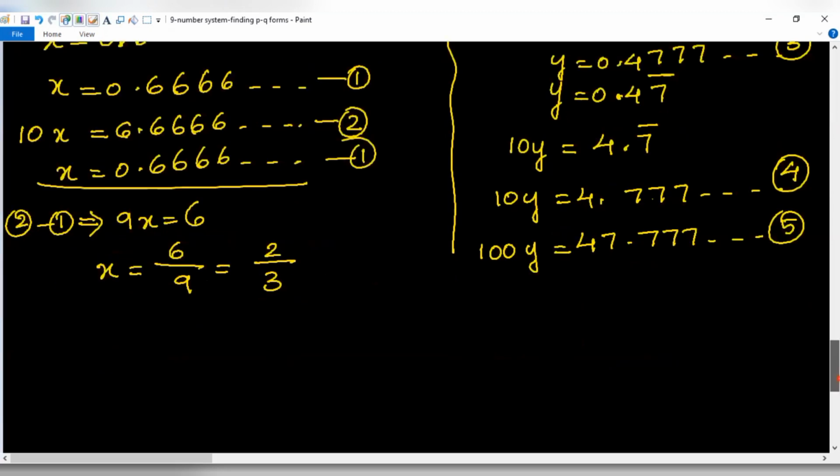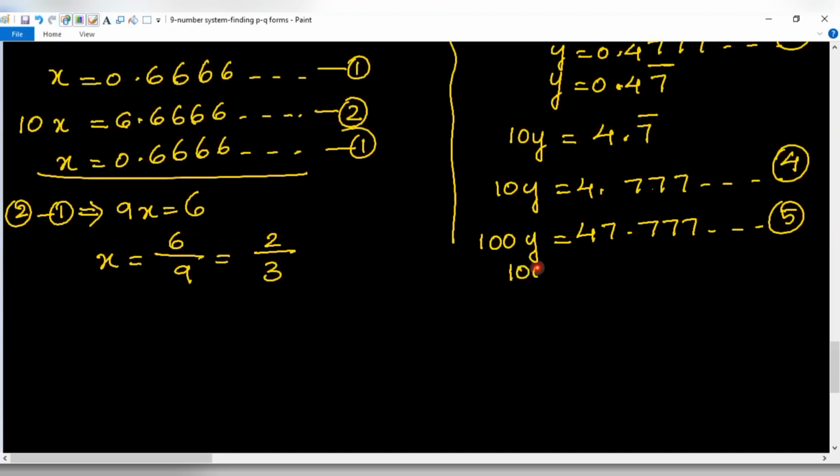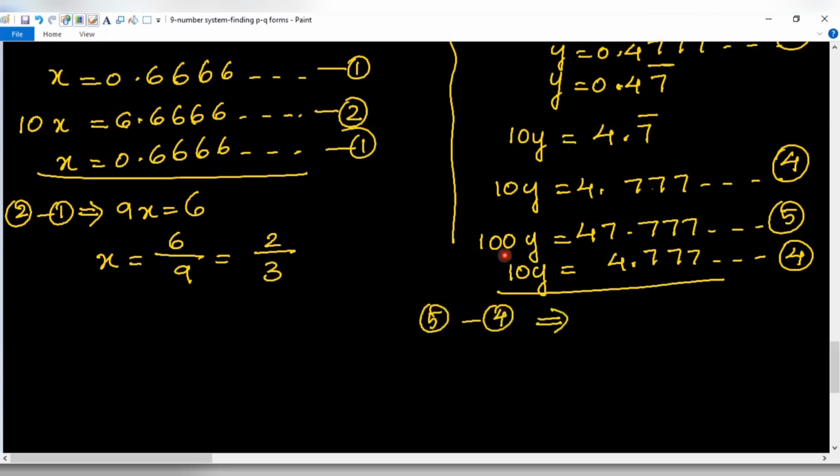Now we are going to subtract. We have to subtract 10y equal to 4.777. Whenever we do subtraction, the decimal points should be aligned like this, then we won't make any mistakes. So this is actually fifth equation minus fourth equation. What we get is 100 minus 10 is 90, right? So this is 90y is equal to, the decimal places will go, 47 minus 4, that is 43. So y is equal to 43 by 90.